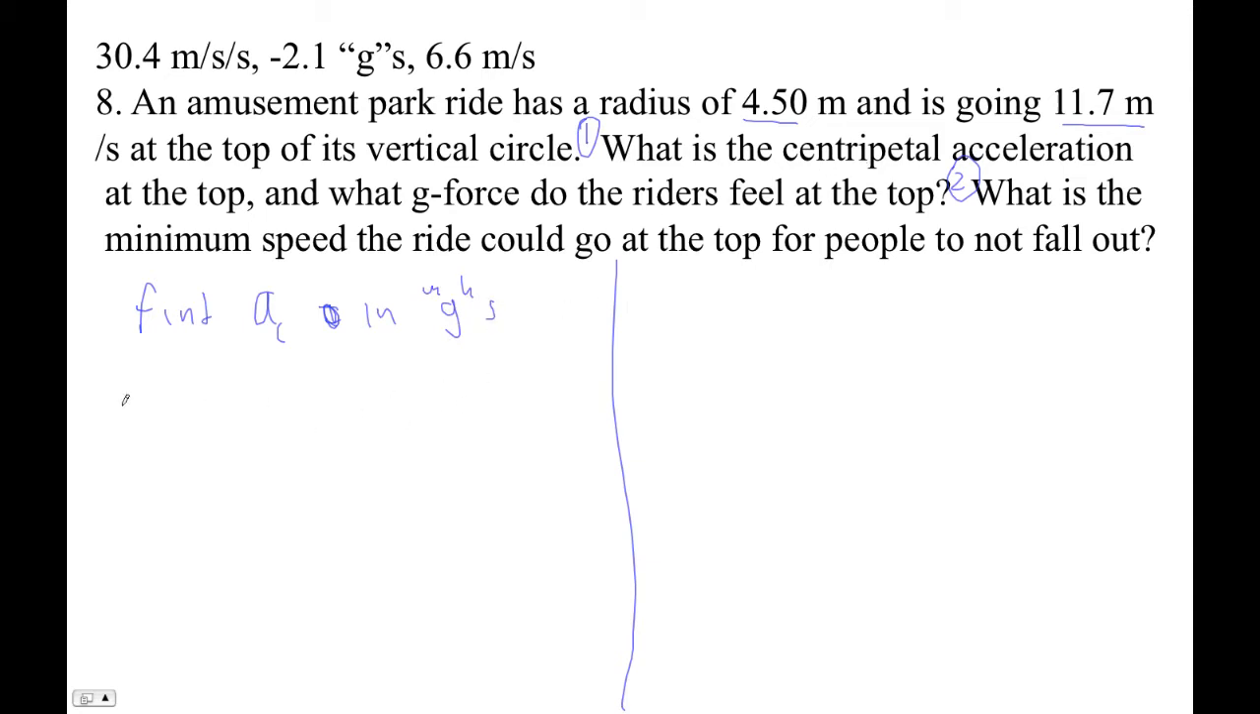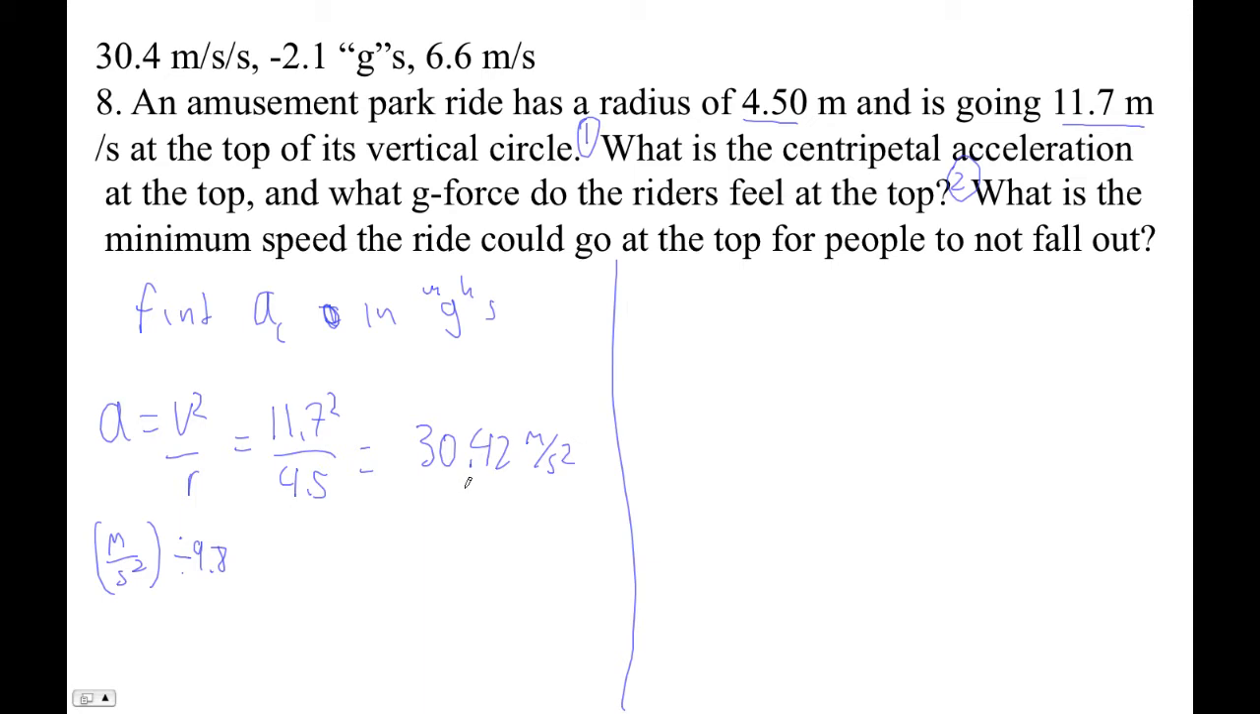Right? So this is just a = v squared over r. So 11.7 squared divided by 4.5 is 30.42. Right, and then to turn meters per second squared into g's, you just go meters per second squared divided by 9.8. So I'm going to take 30.42 divided by 9.8, and I get roughly 3.1 g's.